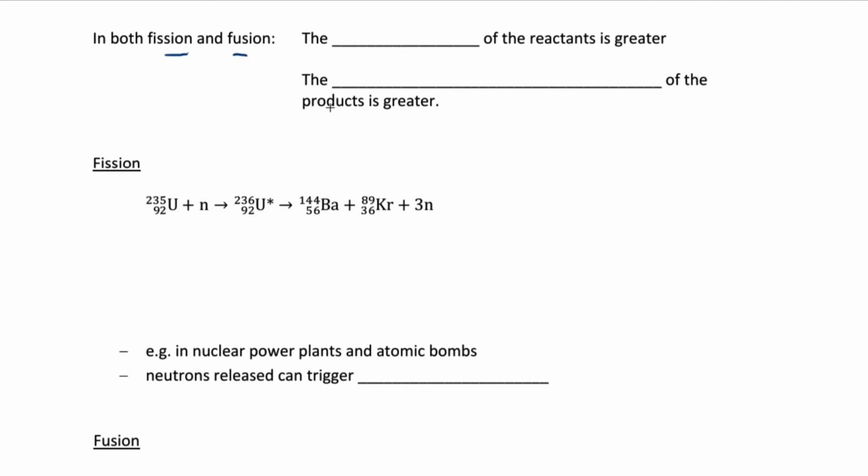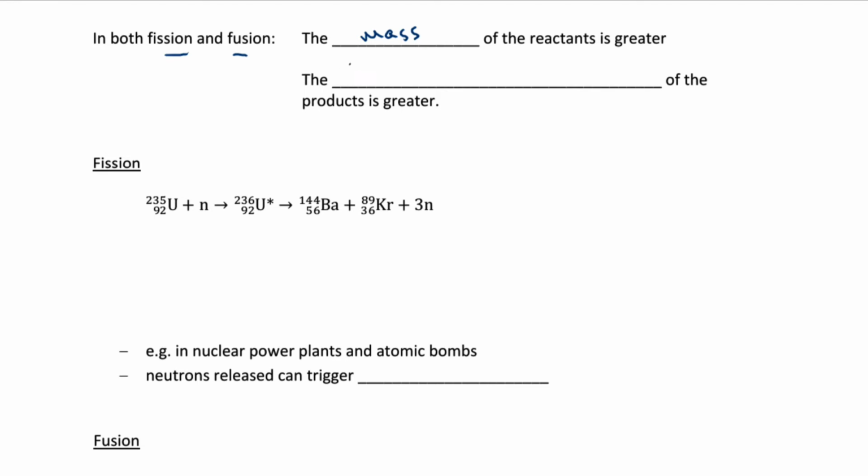Fission and fusion, as I mentioned above, are processes of splitting apart nuclei or joining them together. And in both cases, the mass of the reactants is greater. So we've got more mass on the left side of the equation, so we must have more energy on the right-hand side of the equation. In other words, energy is being released.